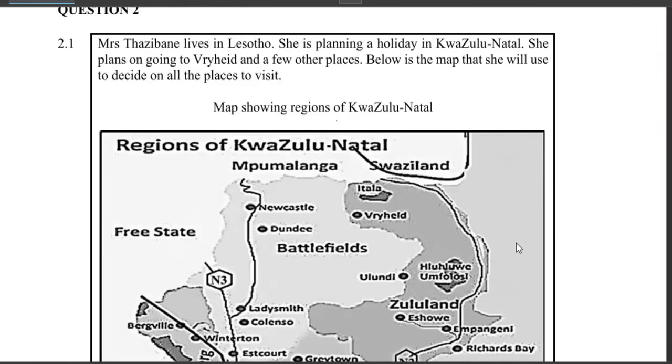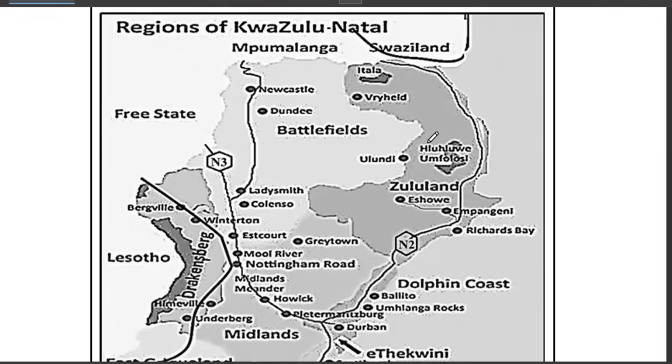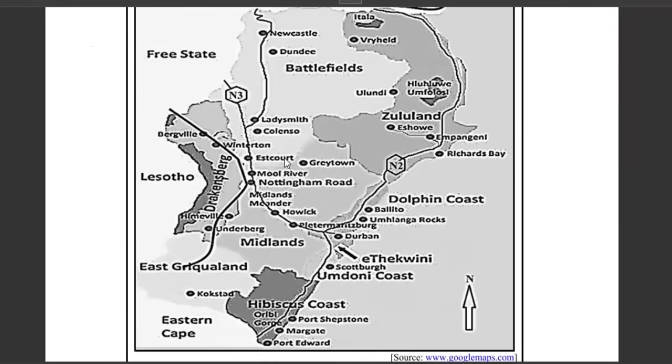Question number 2. Mrs. Tazibani lives in Lesotho. She's planning a holiday in KwaZulu-Natal. She plans on going to Welfare and a few other places. Below is a map that she will use to decide on all the places to visit. Map showing regions of KwaZulu-Natal. It's this one here.